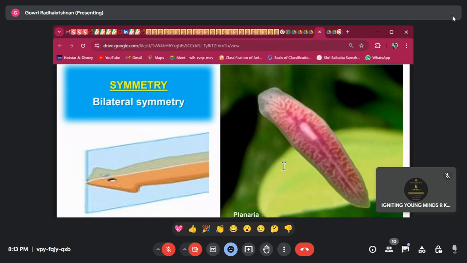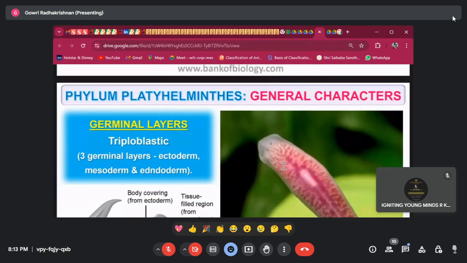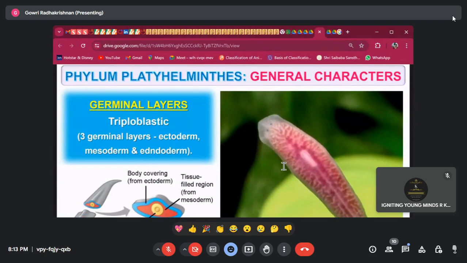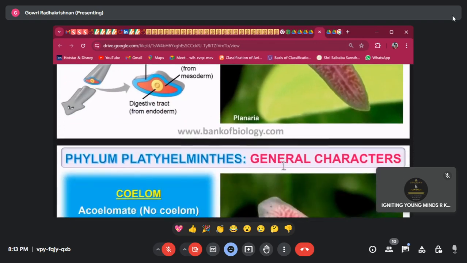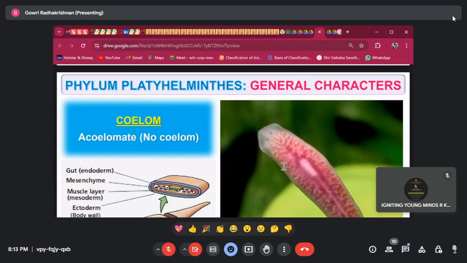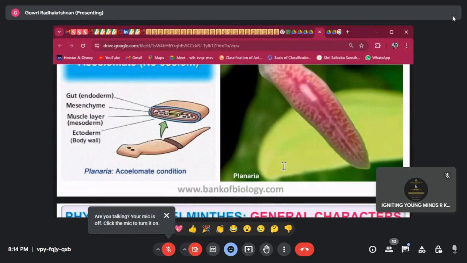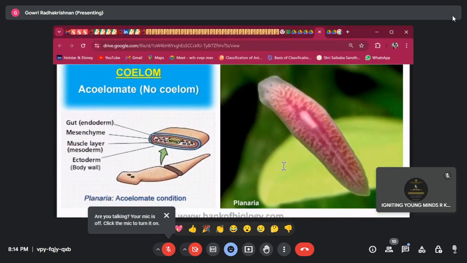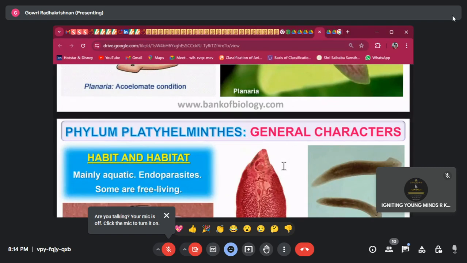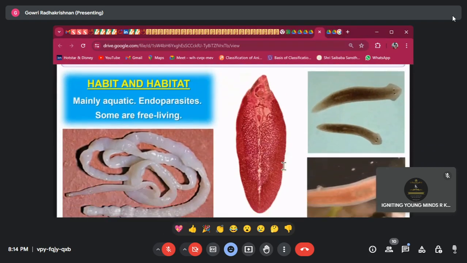They exhibit bilateral symmetry, and germinal layers is triploblastic. That means they have ectoderm, mesoderm, and endoderm. Coelom is acoelomate. They don't have a cavity. Body cavity is not present. Habit and habitat is mainly aquatic. Endoparasites, some are free living.